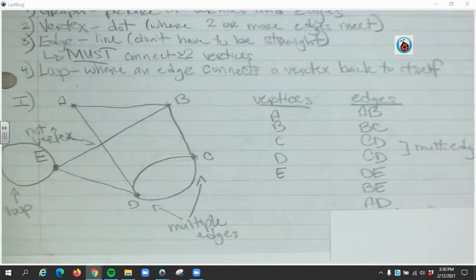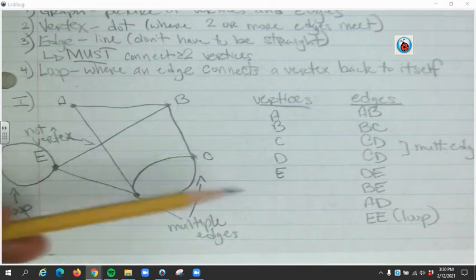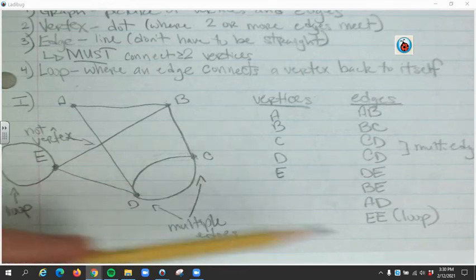The way we write our loop, people get this confused a lot, is we need to write both where it starts and where it ends. So the loop starts at E and it comes back to E. So we write it out as loop EE. If you write just one letter, it's a vertex. So make sure when you write a loop, you write both letters.